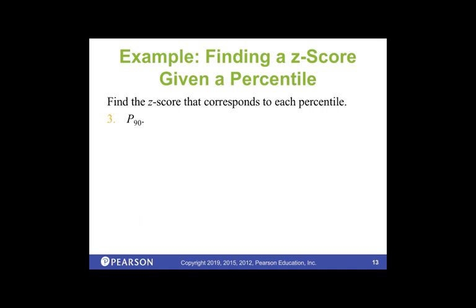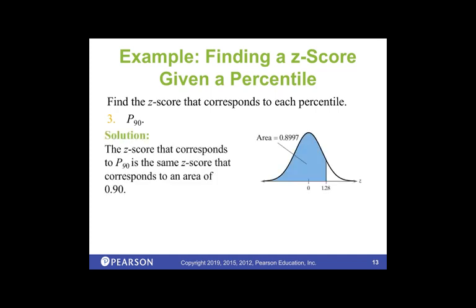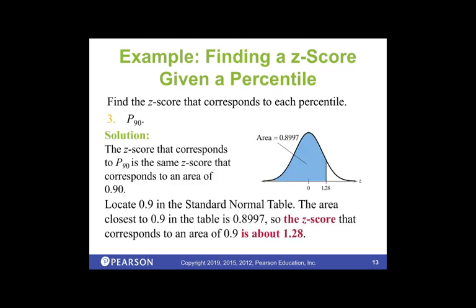90%. So again, you would just look at the chart. Okay. So it says if you locate the 90% under the standard normal table, the area closest to 90% is the 0.8997. So the z-score that corresponds to that is going to be about 1.28. So the chart doesn't have exactly 0.9, so we get the closest one there.